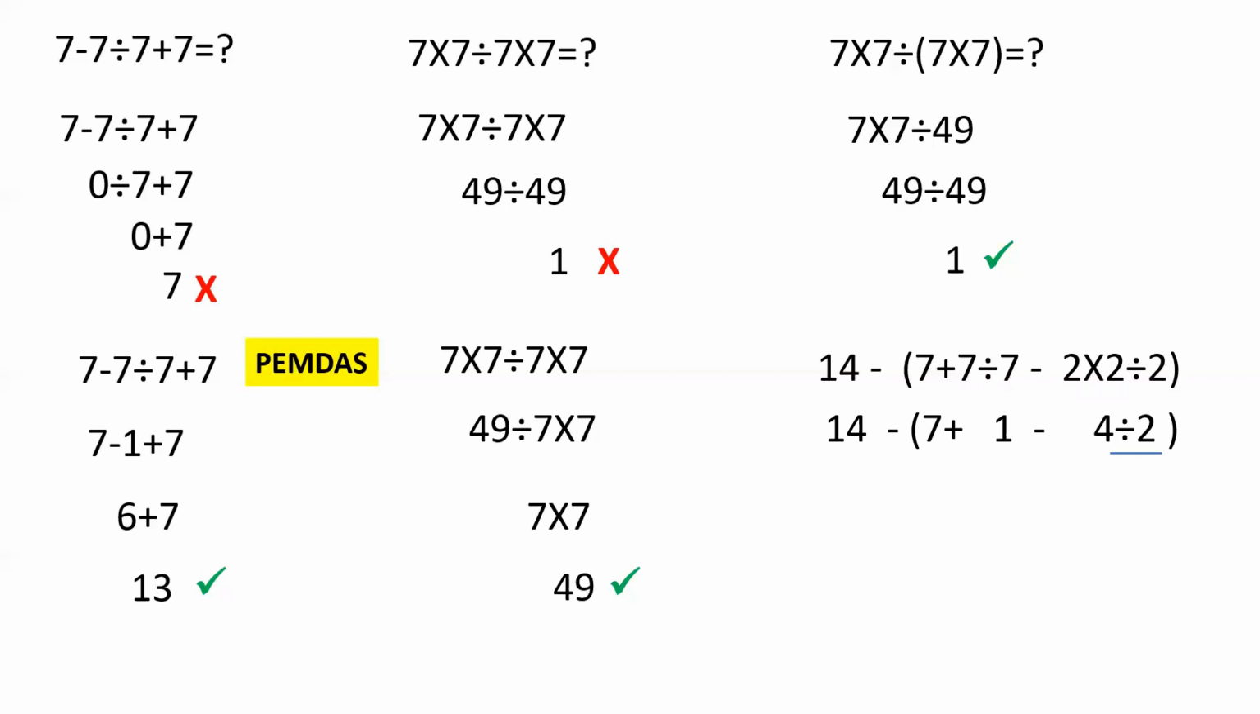Now, again, look, the parenthesis is still on. So we have to evaluate the expression within the parenthesis. And now we have within the parenthesis addition, subtraction, division. And again, going by PEMDAS, division takes priority. So we first do the division, that's 4 divided by 2, and that's 2. So now within the parenthesis, we have 7 plus 1 minus 2.